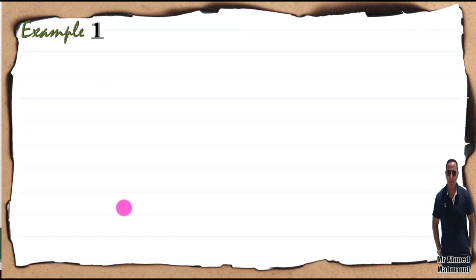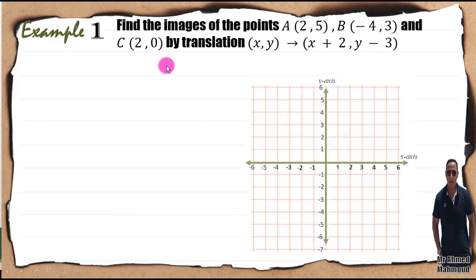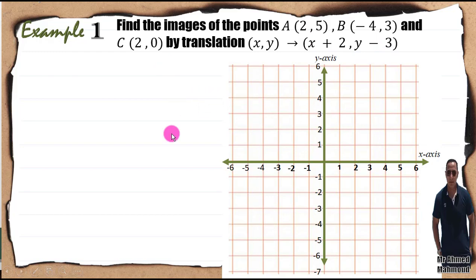Now we have example 1. Find the image of the points A, B, and C by the translation x + 2 and y - 3. First I'm going to draw the graph like this. Here the point A is (2, 5): 2 and go up to 5. This is point A. B is (-4, 3), so negative 4 and 3 here. This is B. C is (2, 0).